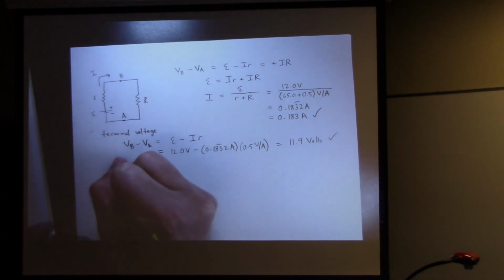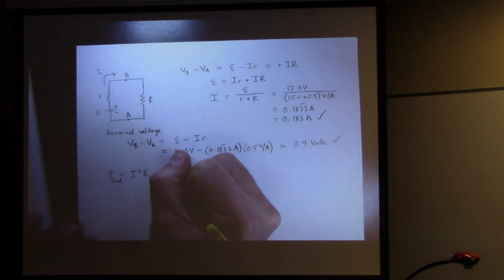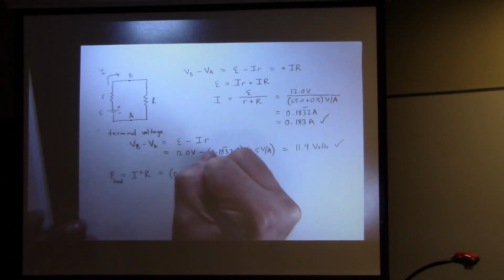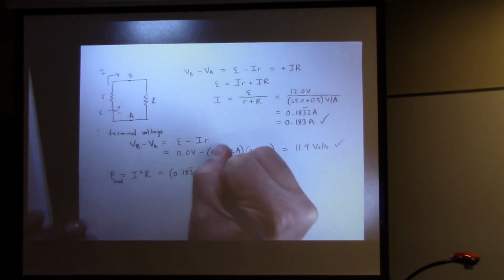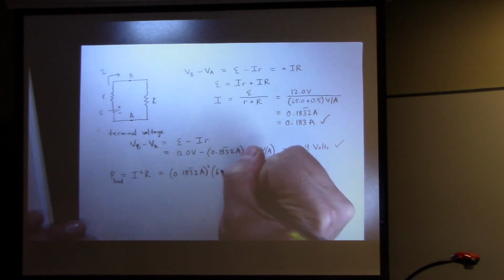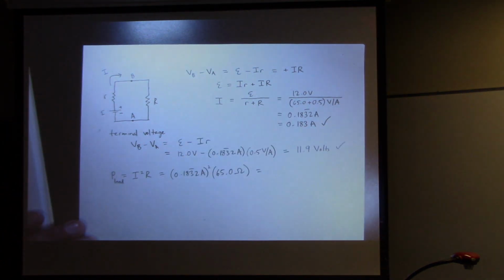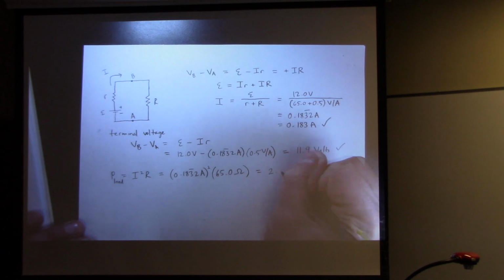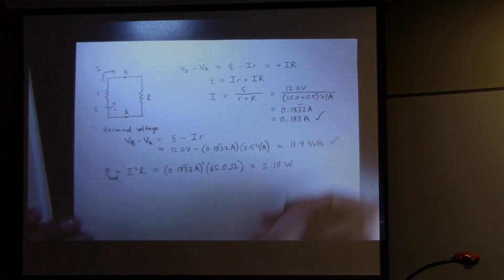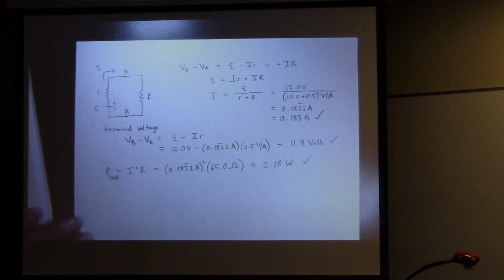Let's start with the load resistance. How much power is that consuming? Well, we'll take the current that we found just a second ago, 0.1832 amps. We have to square that and then multiply by the load resistance, which is 65.0 ohms. If you do the calculation, you get 2.18 watts. So that's the rate at which this load is consuming energy.